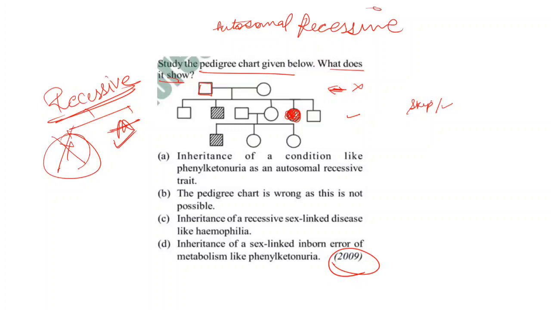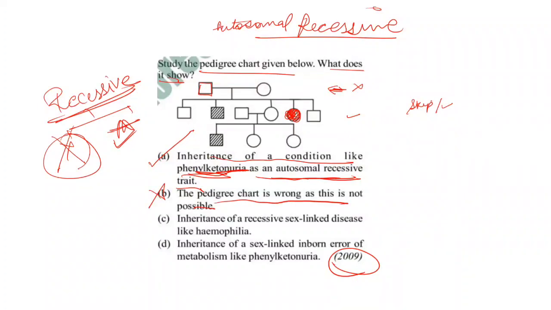So let's see the options. The first option is inheritance of a condition like phenylketonuria as an autosomal recessive trait. It is an autosomal recessive trait and the disease is phenylketonuria. This option is totally correct. The second option says the pedigree chart is wrong, as this is not possible. Wrong. Inheritance of a recessive sex-linked trait, wrong, because it is autosomal recessive. So option A is correct.